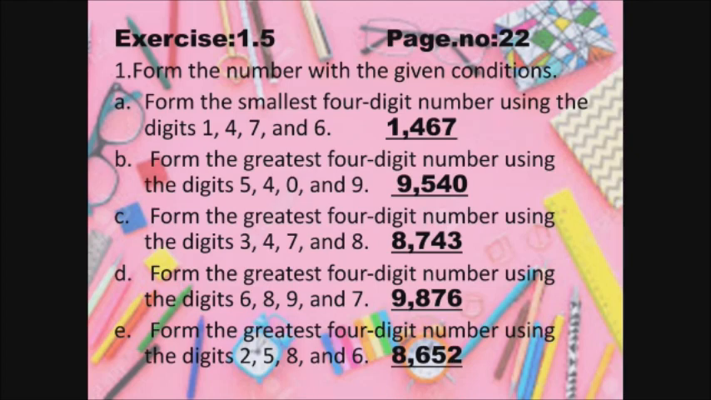So it can be arranged as 9876. Next, last sum. Form the greatest 4-digit number using the digits 2, 5, 8 and 6. So it can be written as 8652. So this is the way to form the numbers. It may be smallest or greatest. According to the given condition, you have to arrange the numbers.